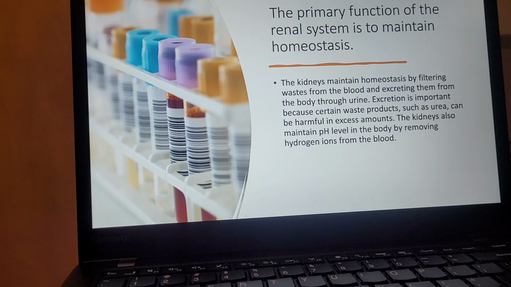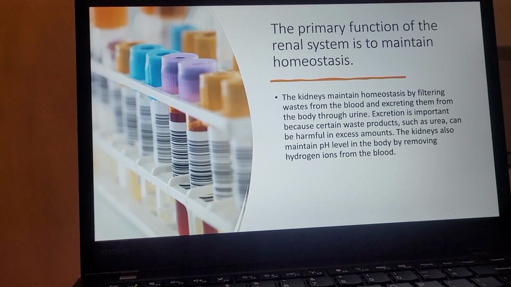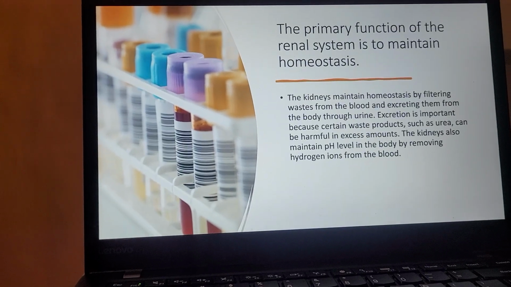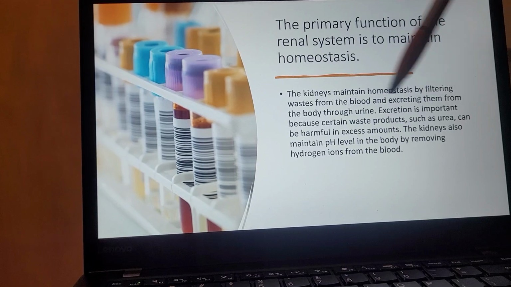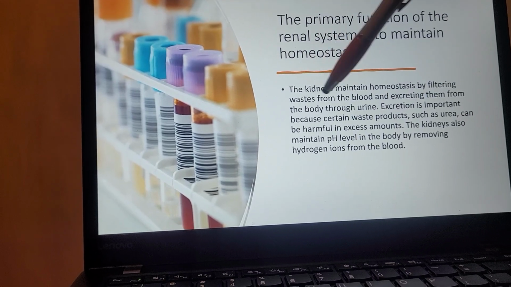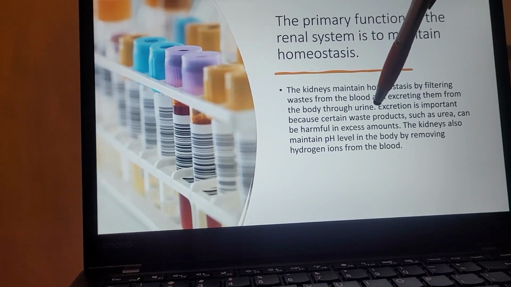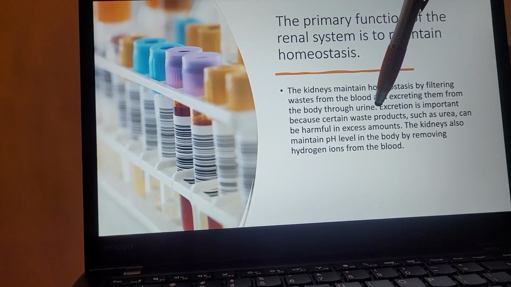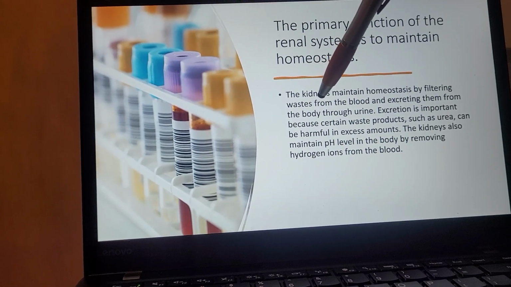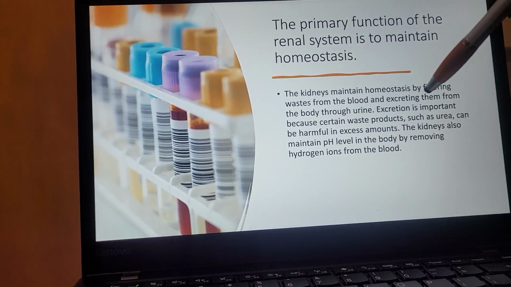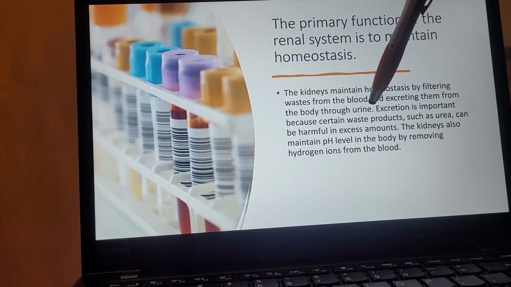And then, yes, the primary function of the renal system is to maintain homeostasis. As you can see, it says that the kidney maintains homeostasis by filtering the waste from the blood and excreting it from the body through the urine. So anything that you take in through your mouth continues going through, is filtered through the blood, excreted from the body, and finally ends in the urine.